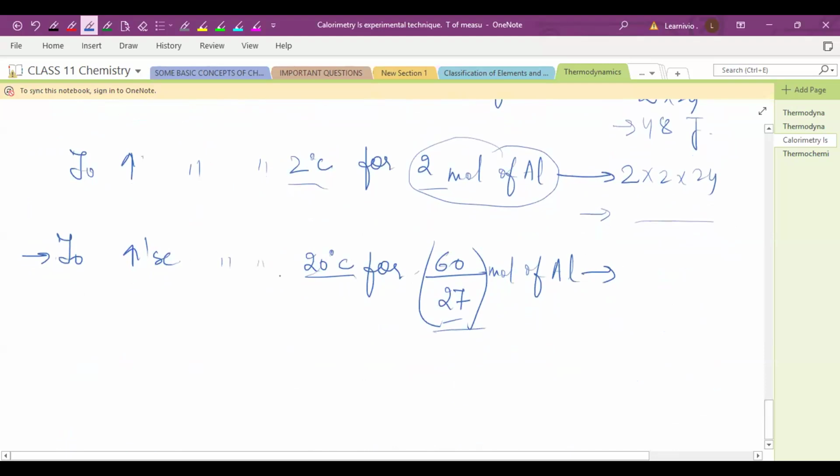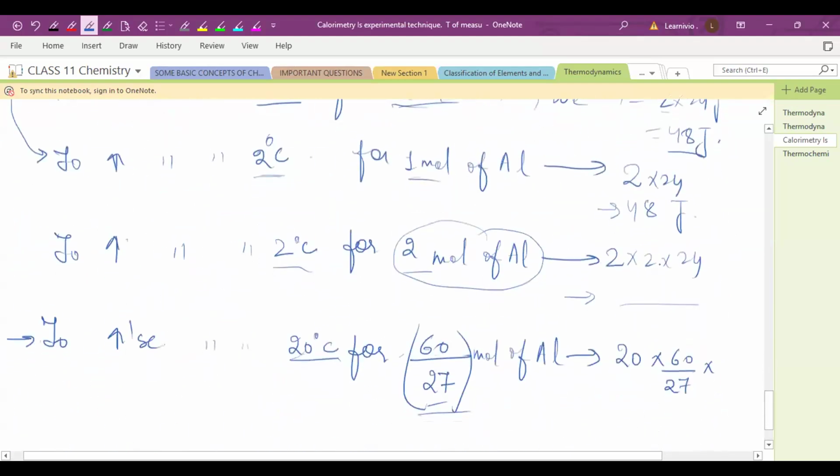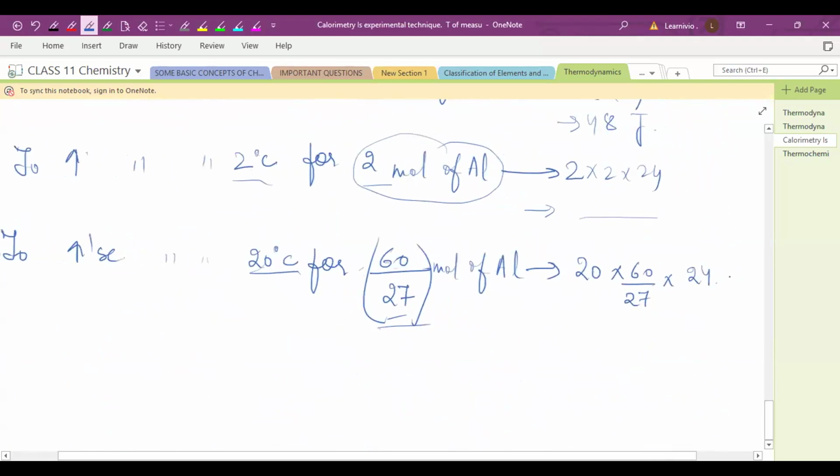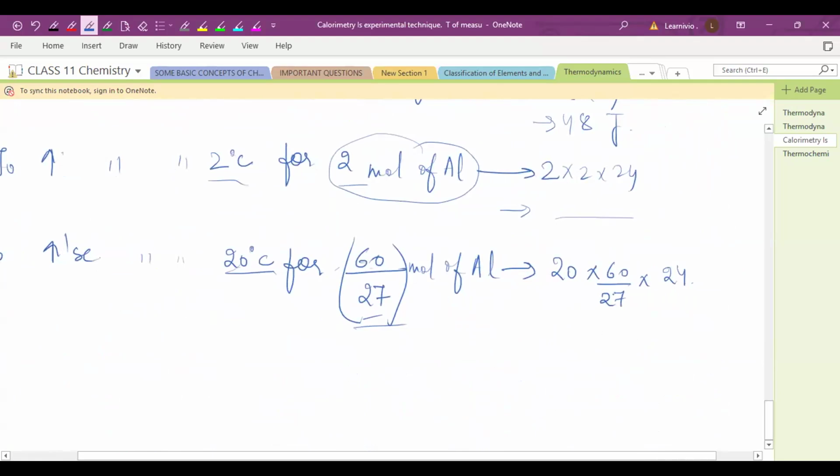So the temperature you have to raise, 20, multiplied by the number of moles, 60 upon 27, multiplied by the molar heat capacity, and its value is given, 24. Now, just solve it and tell me the answer. I think it's 24, not 20. 24. Just a second.